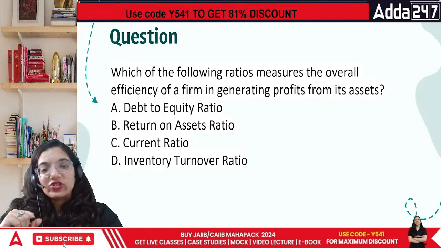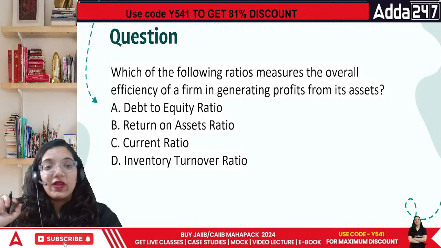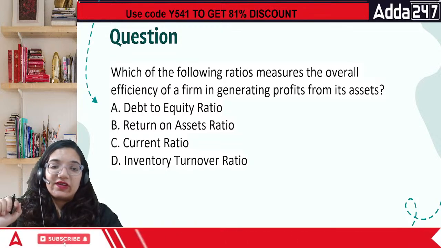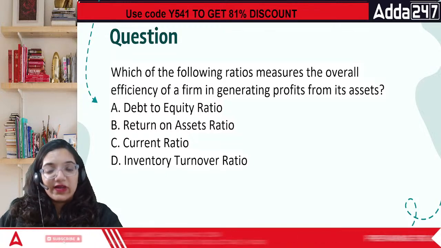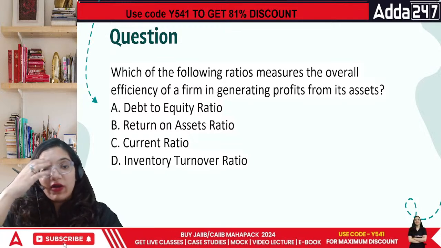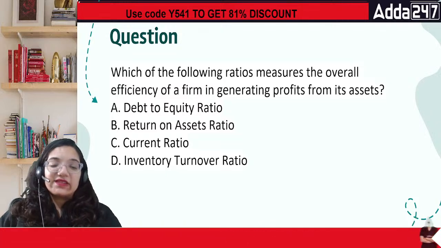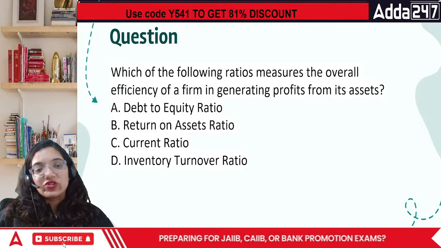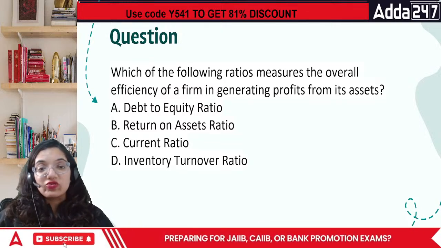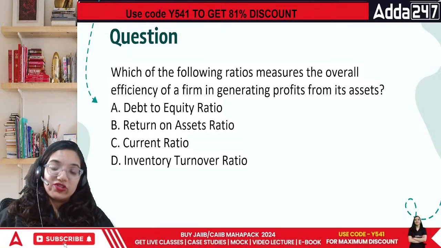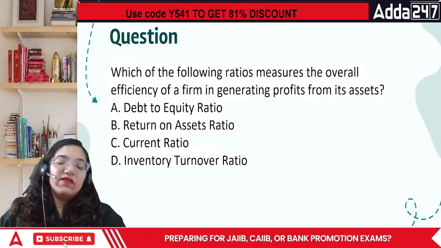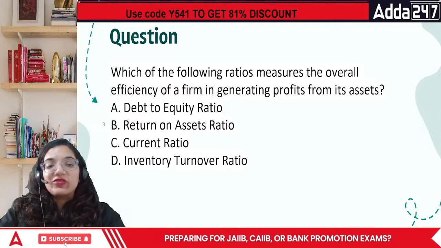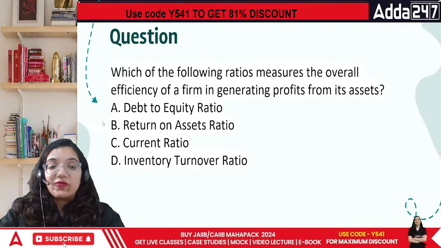Which of the following ratios measures the overall efficiency of the firm in generating profits from the assets? Debt to equity ratio, return on assets ratio, current ratio, or inventory turnover ratio. Which of these ratios measures the overall efficiency? Overall efficiency means whether the organization is able to work on an overall basis in a good way or they are not doing well. This talks about the return on an overall basis, not on one part, everyone.